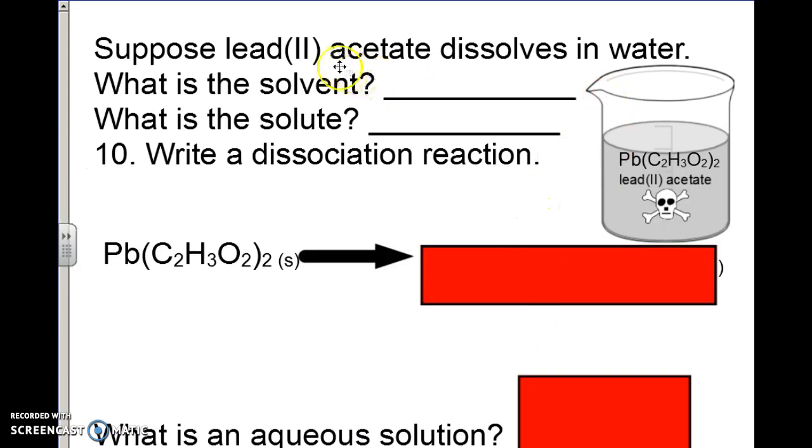So in this problem we have some lead-2 acetate dissolving in some water. What's the solvent? Pause the video, try to figure out what's the solvent between lead-2 acetate and water. Hopefully you realize that the solvent we're talking about will be water, and lead-2 acetate would be the solute.